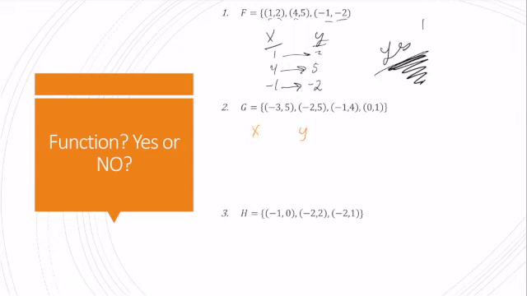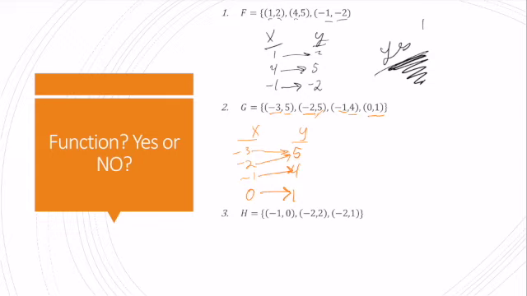Now, I have another relation, right? We're going to call this relation G. It's a set of ordered pairs. I have x as negative 3, negative 2, negative 1, and 0. I have y as 5, 4, and 1. So I have negative 3 going to 5, negative 2 going to 5, negative 1 going to 4, and 0 going to 1.